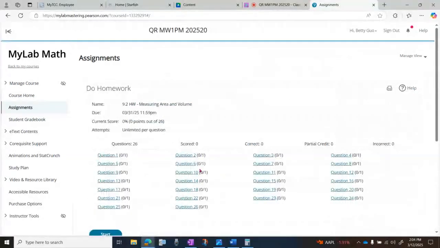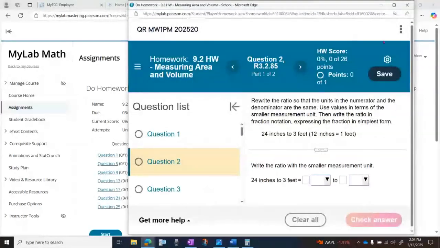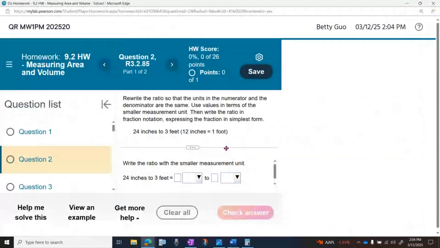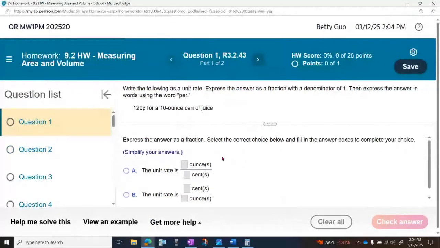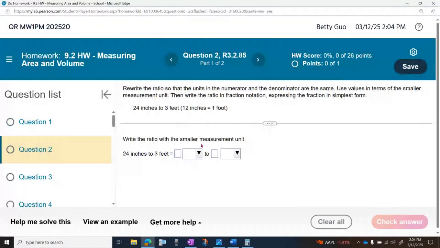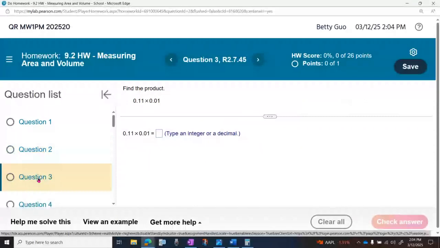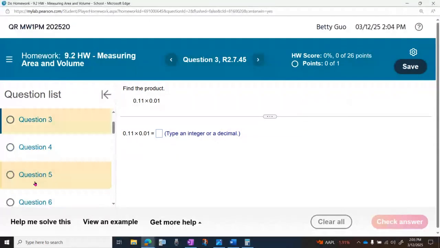I'm not sure how many warm-up problems there are here. Oh, let's see what's the first question. Okay, those are not inch to feet. I thought that this section 9.2 is about area and volume. Oh, those are warm-up problems and review.